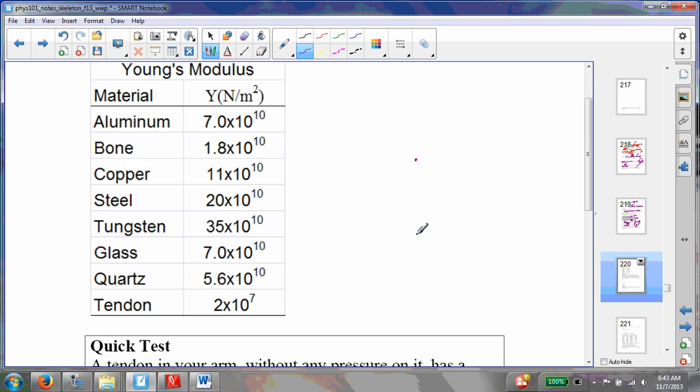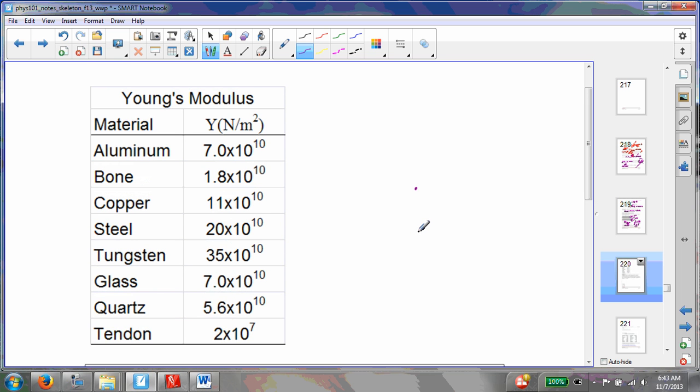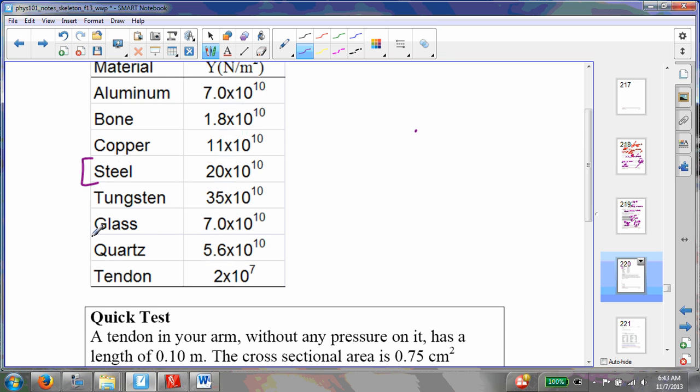This is a table with various Young's moduli. As I said, these are things that are determined experimentally. So they would, for example, put a length of steel, apply a certain force per unit area, and then measure how much it increases in length for that given stress.